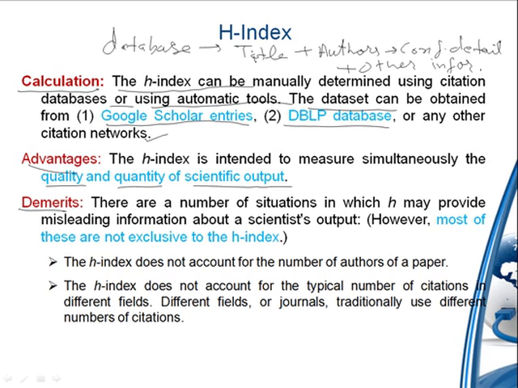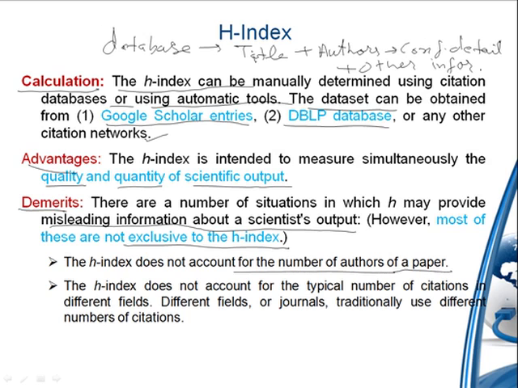Now here are some demerits. There are a number of situations in which H may provide misleading information about the scientist's output. However, most of these are not exclusive to the H index. The H index, for example, does not account for the number of authors for a paper.